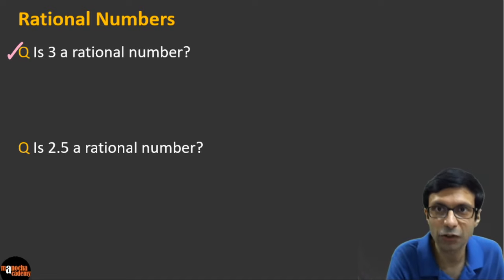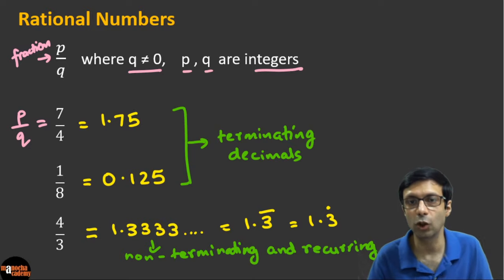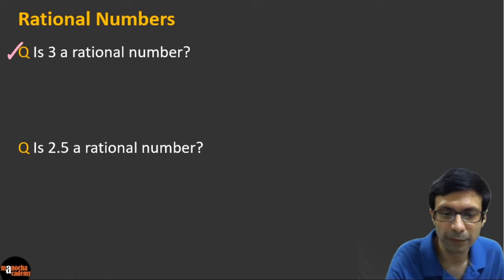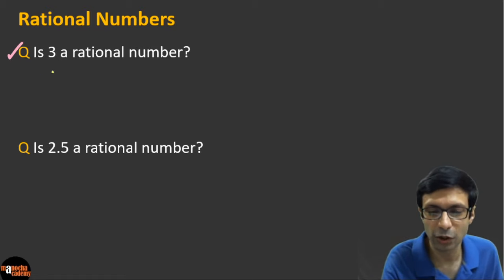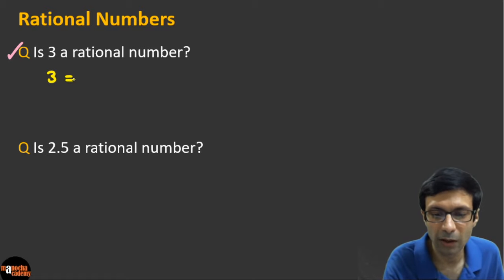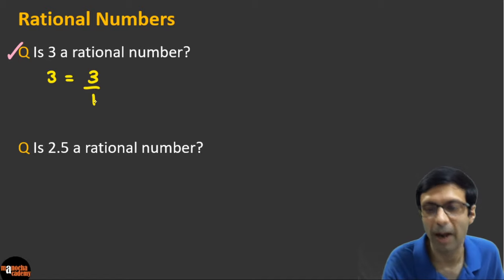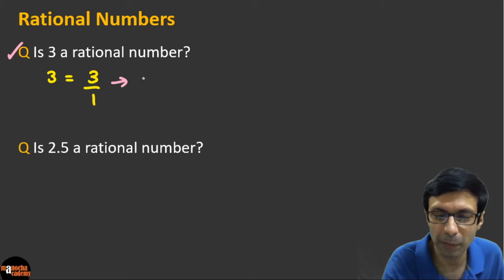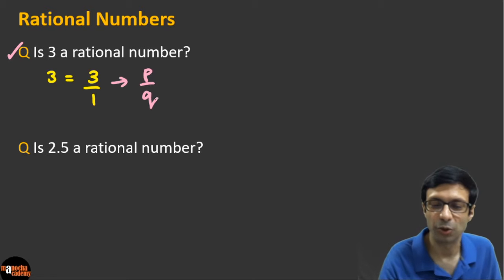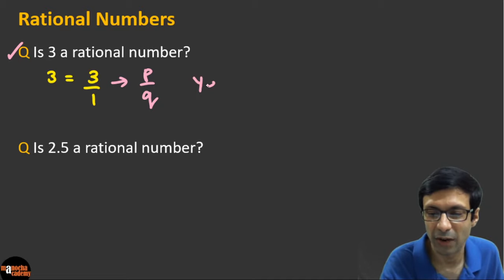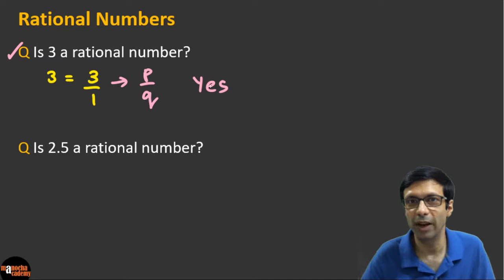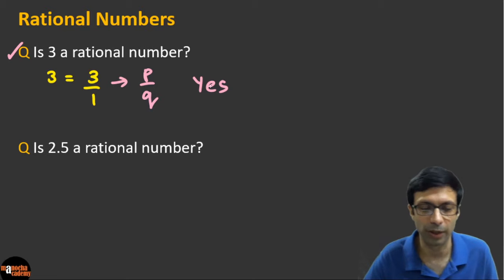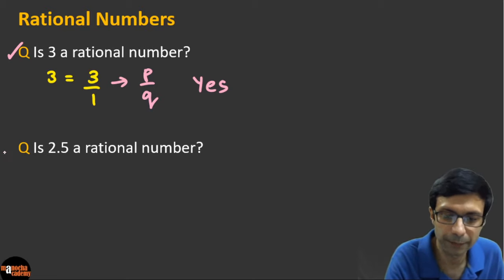What was our definition of a rational number? It should be of the p by q form. So why is 3 a rational number? Good, I see some of you have written the explanation also. If you take the number 3, we can write it as 3 by 1. Here the denominator is 1. Can you see that p by q form here? So 3 by 1. The answer is yes, 3 is a rational number. Excellent. Very good. Now can you try the next question? Is 2.5 a rational number or not? What do you think? Let's try the second question here, guys.